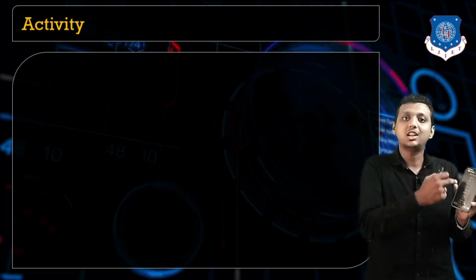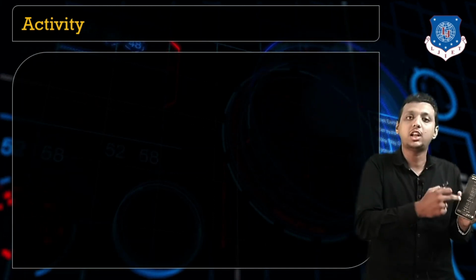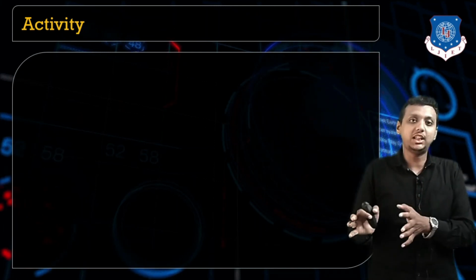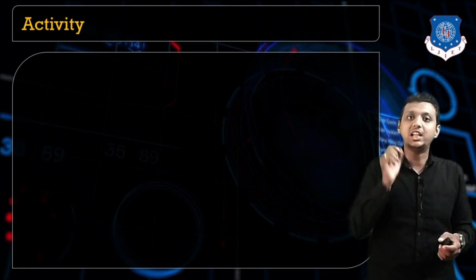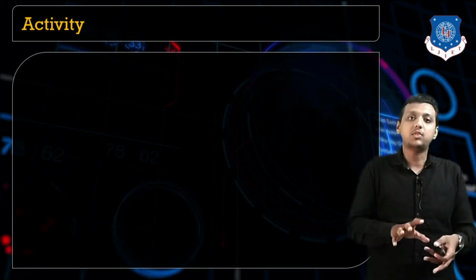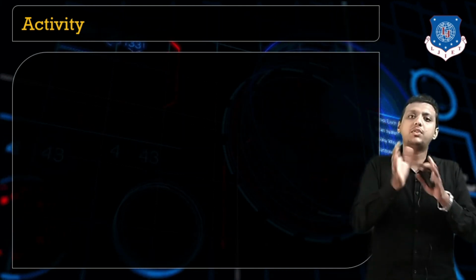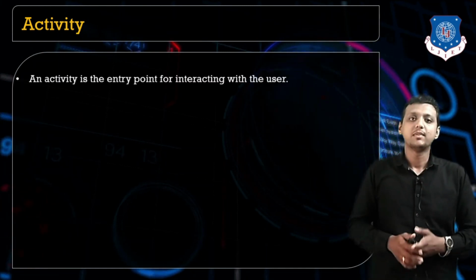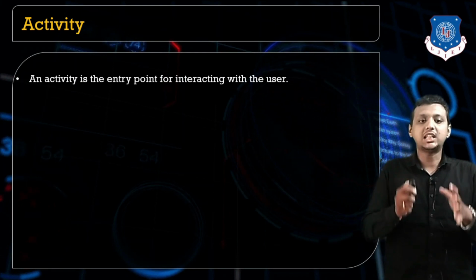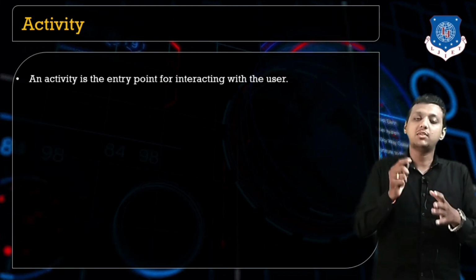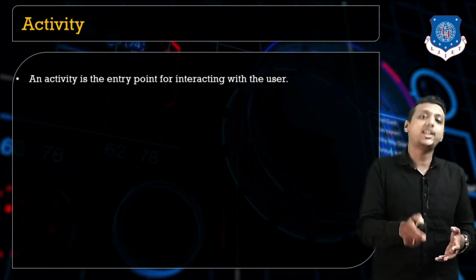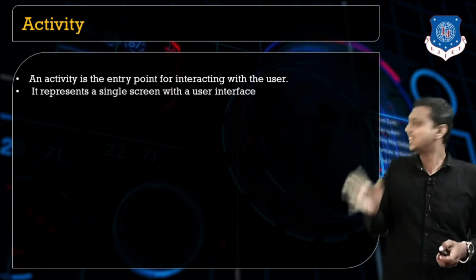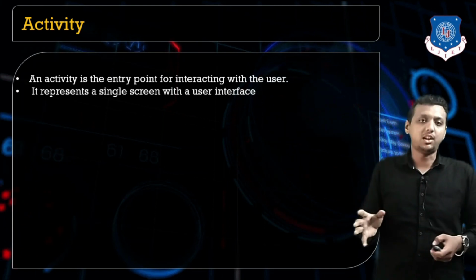Whatever the user can touch, this is a tangible component. I already told you about this activity. Fine. So activity is a tangible component because we can touch it. When you are moving from one screen to another screen, that screen is known as an activity, nothing else. So what is meant by the activity? Activity is the entry point to interacting with the user. Obviously, you are interacting with the application through that particular screen. Then it represents a single screen with the user interface.